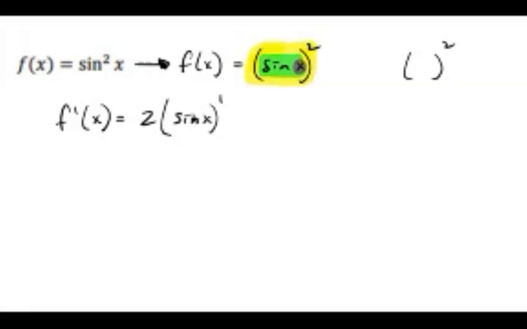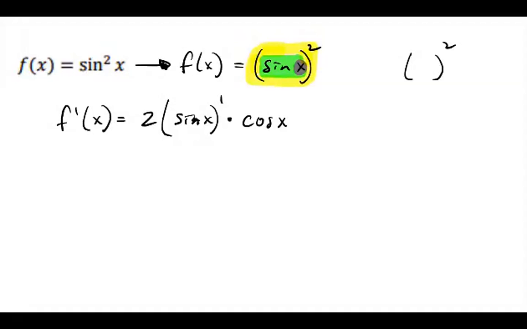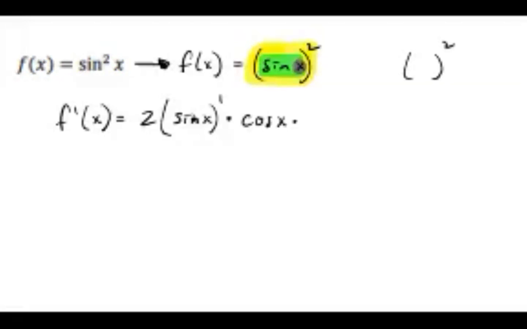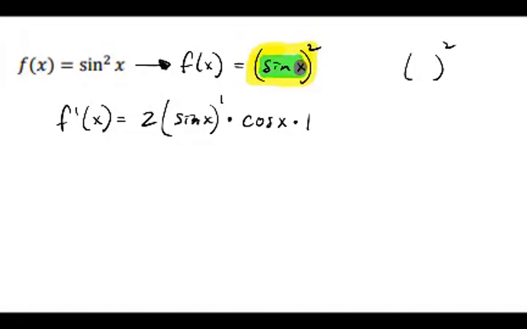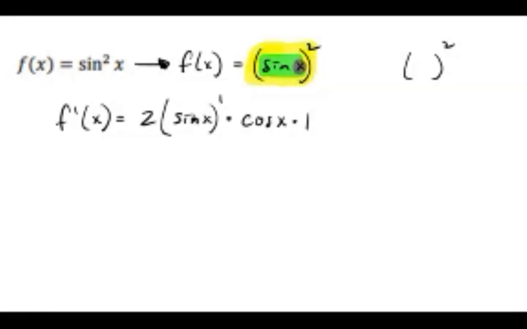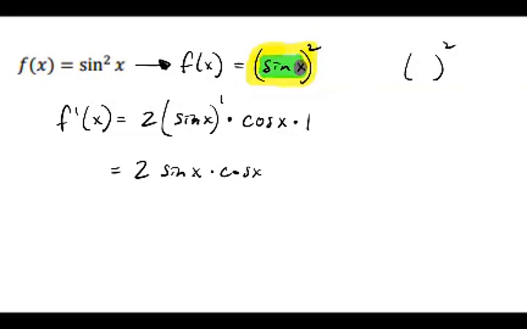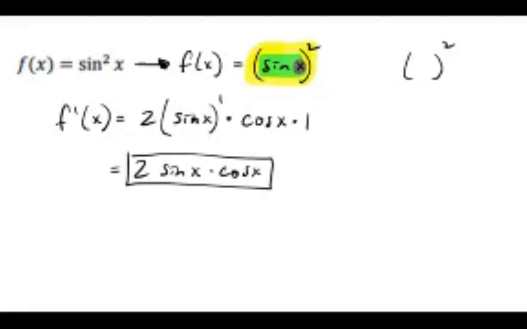Go to the inside. The inside now is the green. What's the derivative of sine? Cosine. Everything else stays the same. Now the last inside. What's the last inside? x. What's the derivative of x? 1. Clean it up. 2 times 1 is 2. Since it's first power, I don't need the parentheses anymore. There you go.